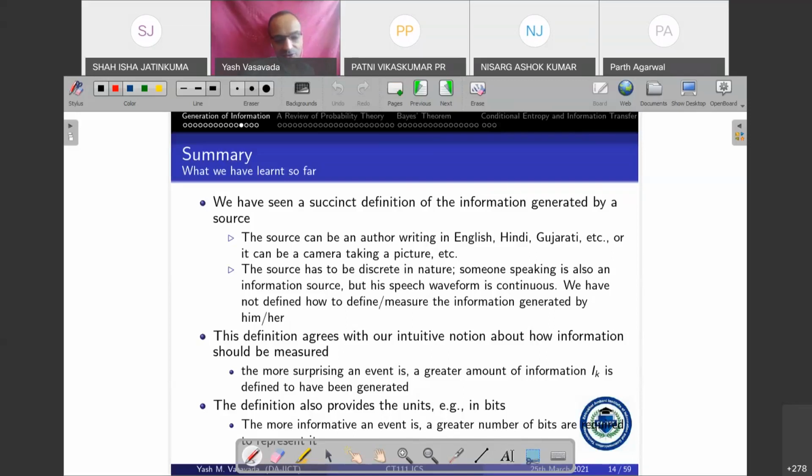Today, when you download a video or when you store a file on your laptop, on your computer, the size of the video or the size of the file is measured in number of bits. And here we are saying that the more informative the event is, that particular event will occupy more number of bits in these day-to-day examples that we have of binary representation of the outcome of an information source.